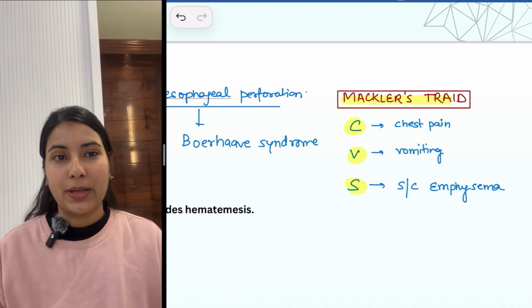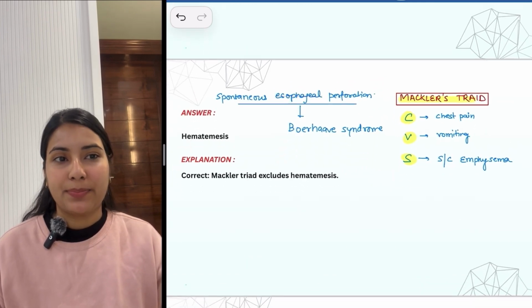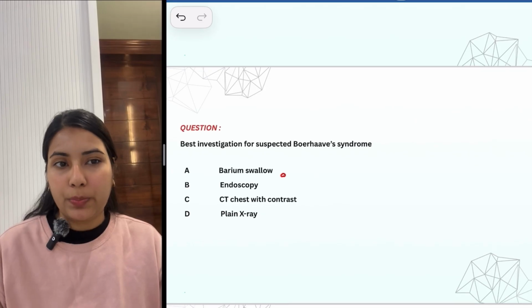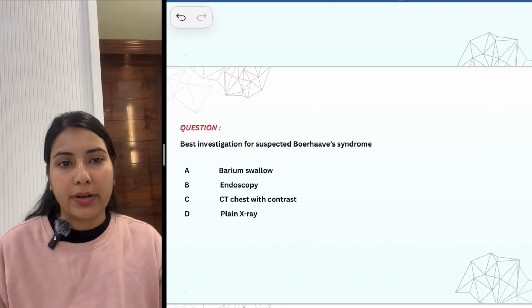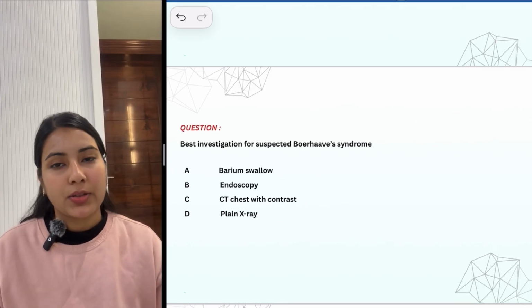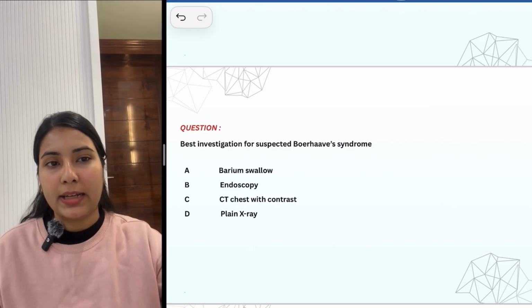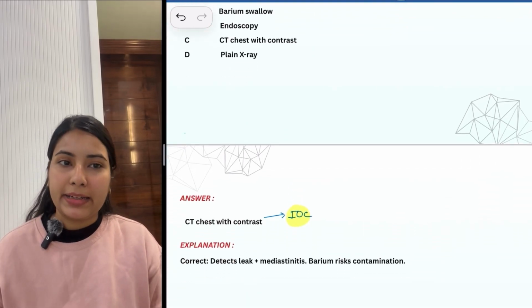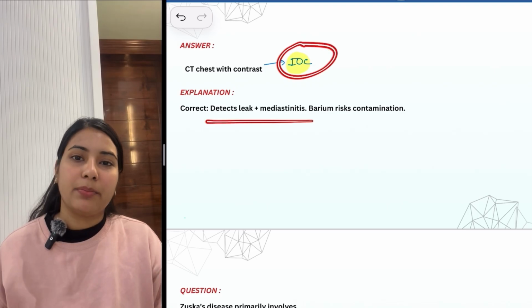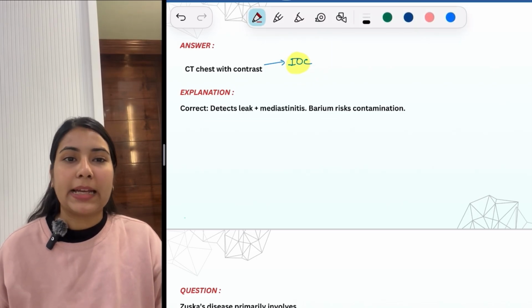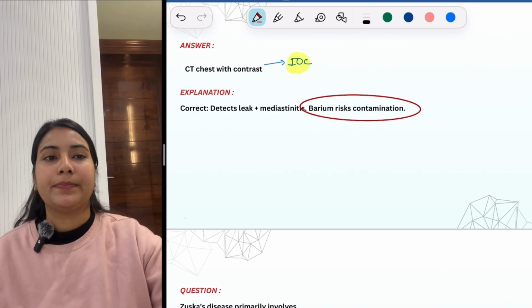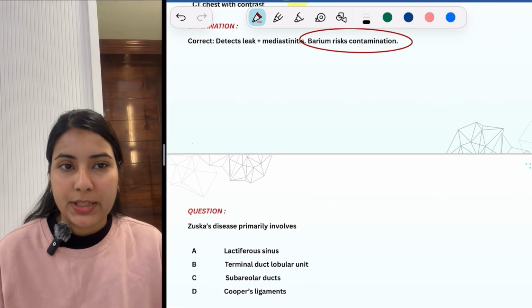Moving on to the next question. Best investigation for suspected Boerhaave syndrome is, your options are barium swallow, endoscopy, CT chest with contrast, and D is plain X-ray. So the answer here is, you do a contrast study, that is CT chest with contrast. It is the investigation of choice. It detects the leak plus mediastinitis. We don't do barium swallow because it can risk contamination. Moving on to the next question.